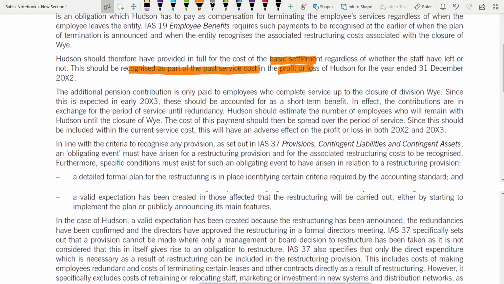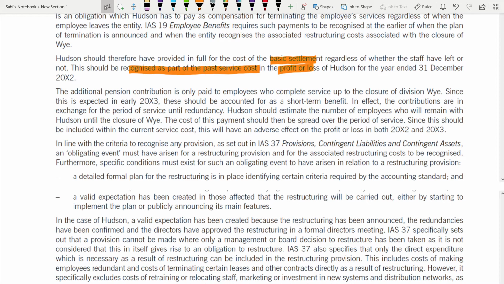Now, the additional pension contribution is only paid to employees who complete service up to the closure of the division. This is not paid to all employees. Since the closure is expected in early 2003, it should be accounted for as a short-term benefit. In effect, the contributions are in exchange for the period of service until redundancy. Hudson should estimate the number of employees who will remain with Hudson until the closure of this division. So the cost of this payment should then be spread over the period of service.